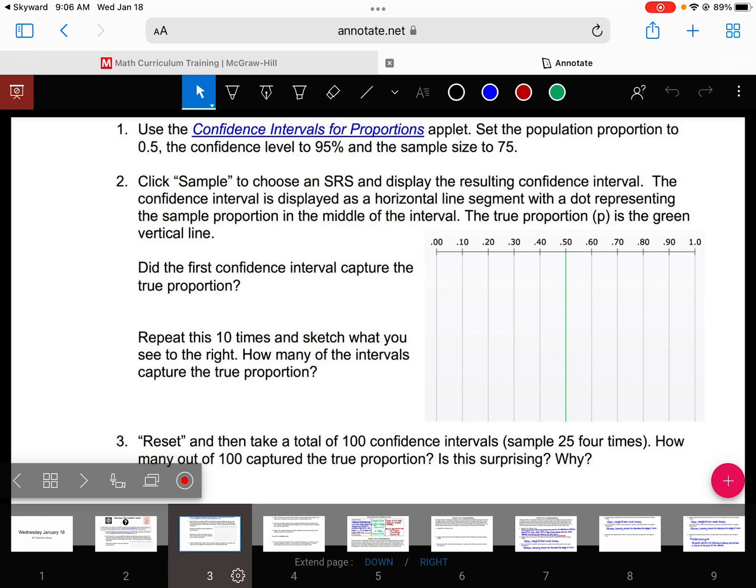So after you have done this once, I want you to do it 9 more times so that you have 10 confidence intervals on there. You're just going to hit sample again, and it'll show you your next confidence interval. Sample again, and it'll show you your next confidence interval. I want you to do this 10 times and to sketch all 10 of them on there. Then I want you to determine, after you've done that, how many of those 10 confidence intervals captured the true population proportion of 0.5.